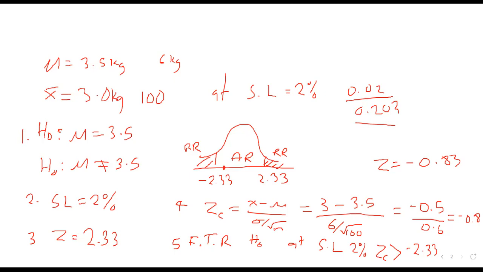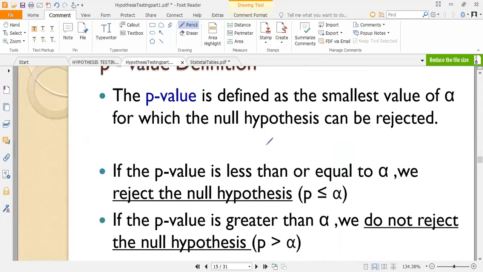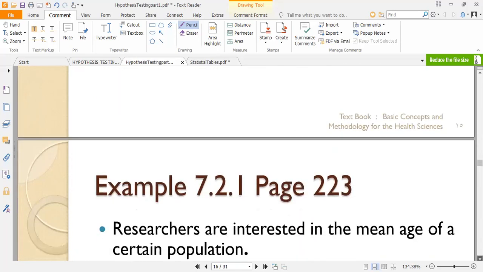It is very important. Sometimes the examiner will be specific and will tell you to use the p-value. So the p-value is the smallest value of alpha. We only reject if it's less than the alpha figure. So for 1%, your alpha is 0.01, for 2%, your alpha is 0.02. And for the p-value, if it's greater than the alpha, we do what? We fail to reject.